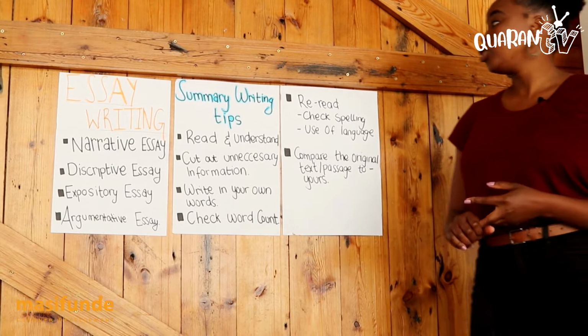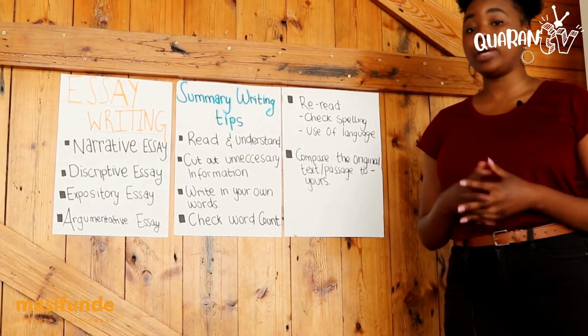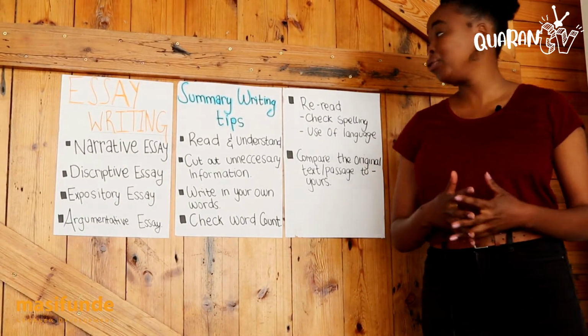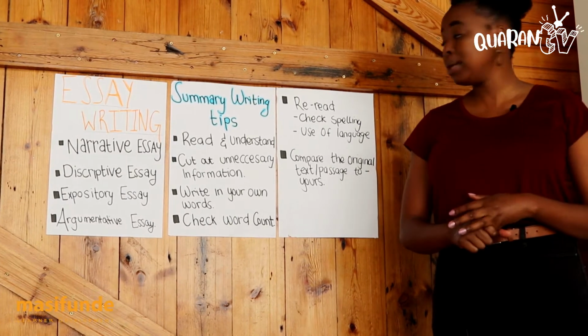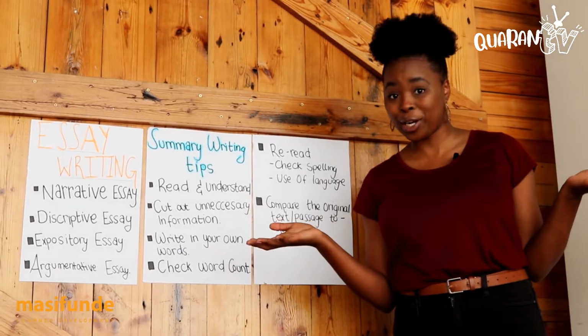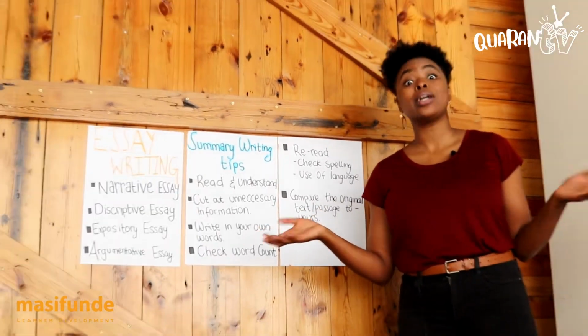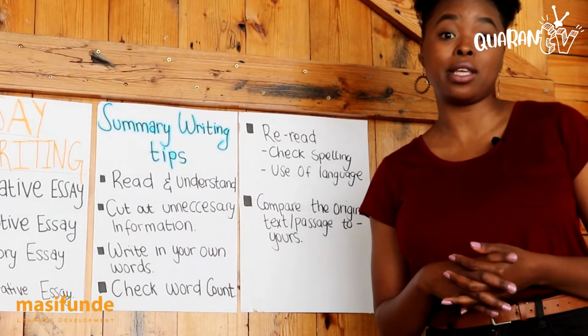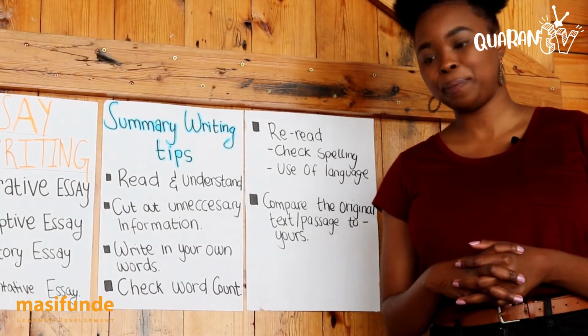The fifth thing that you have to do is to reread, also known as proofread, where you're going to check for spelling mistakes and also the use of language. It is English that we're talking about. And also in Xhosa, you would have to do the same thing, or any other language that you're writing in.